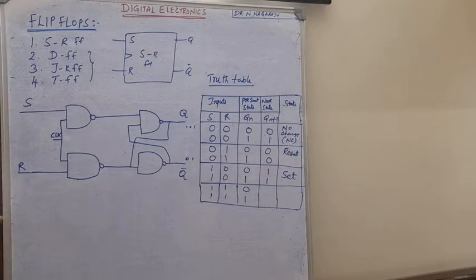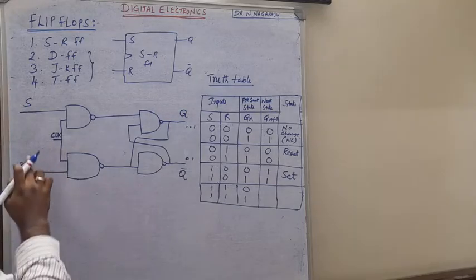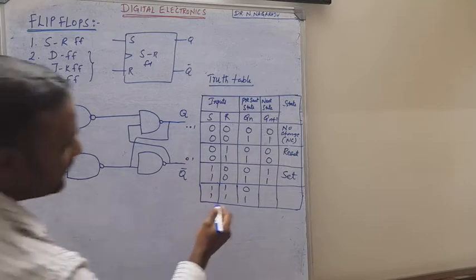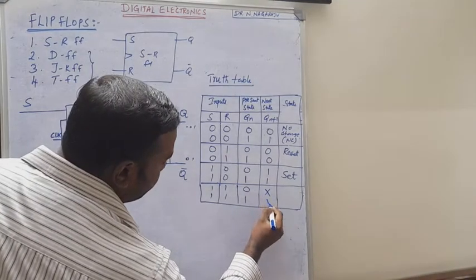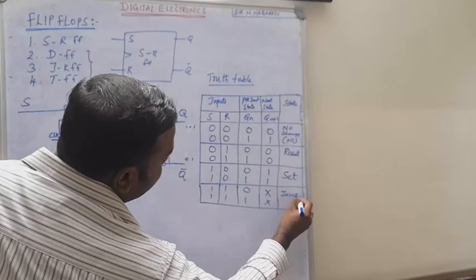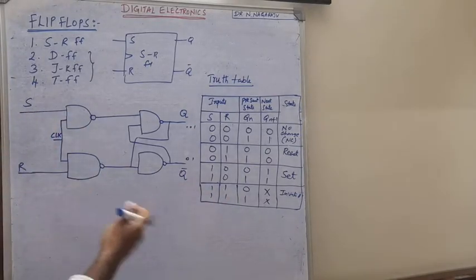So that is the main drawback of this SR flip flop. If S is equal to 1 and R is equal to 1, we cannot use that state, because it is an intermediate or invalid state. You will get the answer as XX, which is the invalid state. In order to avoid this invalid state, we go for the JK flip flop. I am going to explain that in the forthcoming sections. So this is the basic truth table for your SR flip flop.